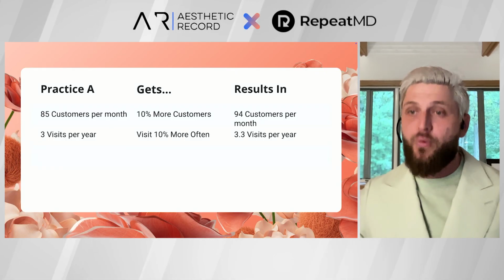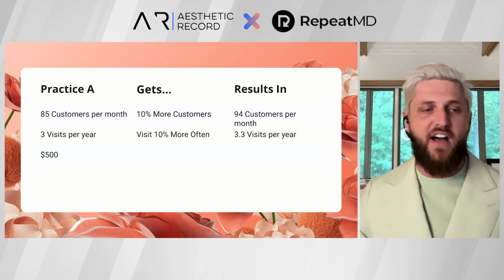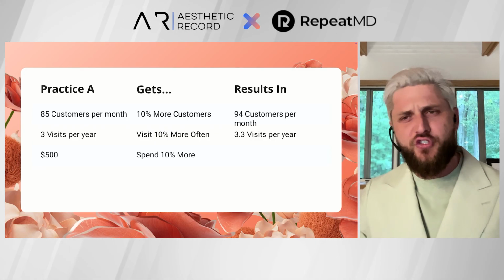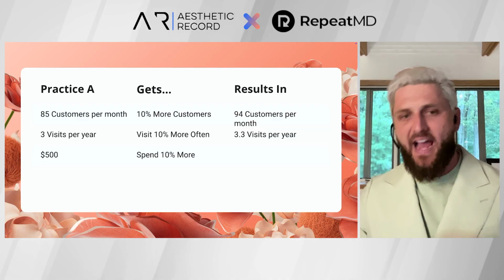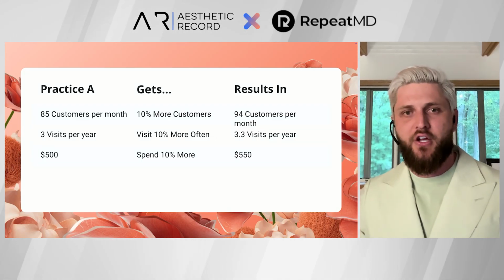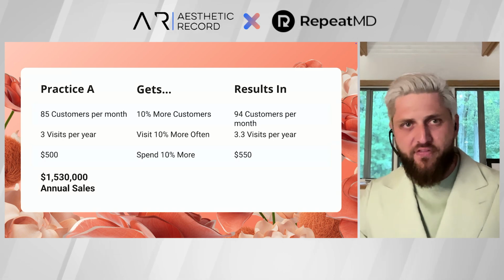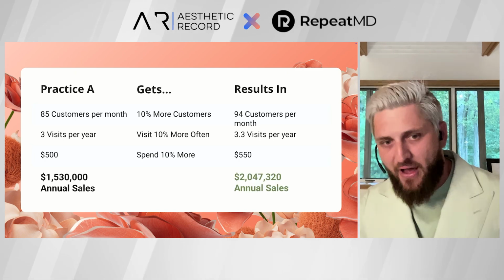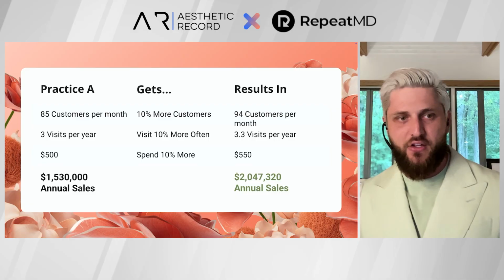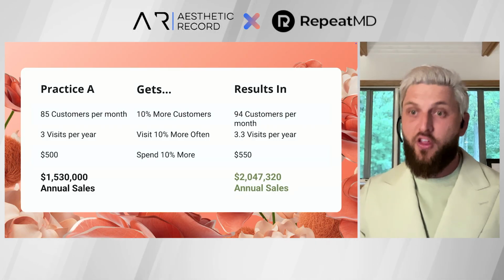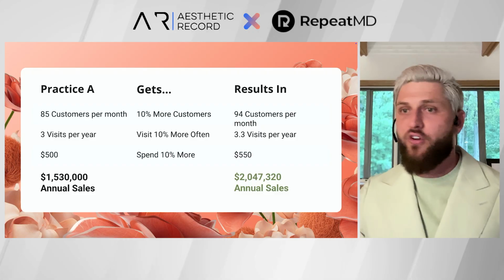Okay, well, how do we increase our transaction size? Things like financing, right? So what they were going to spend was 500, but now on average they're spending just 10% more, and now it's $550, right? So what does that all result in? Well, that takes your practice here from 1.5 million in sales, and a compounding effect, to 2 million in sales. That's the 10-10-10 rule.